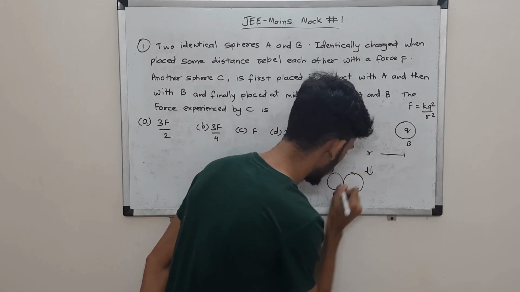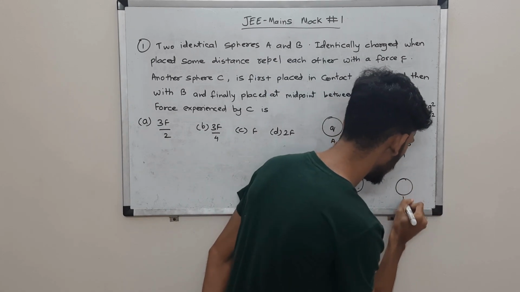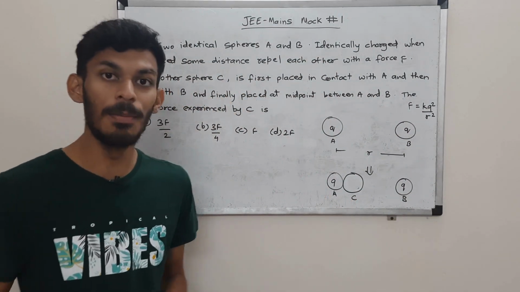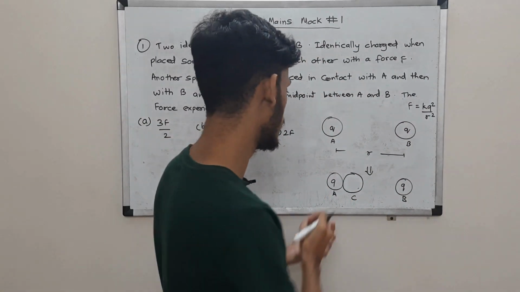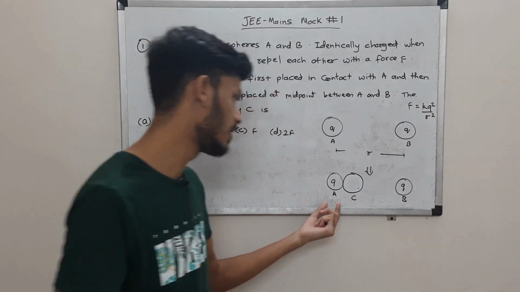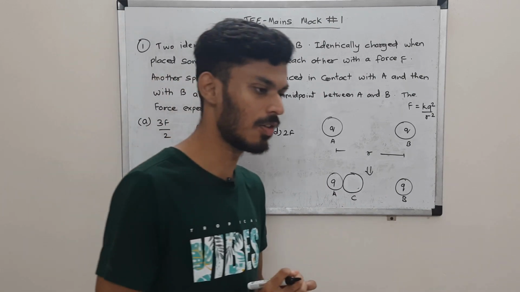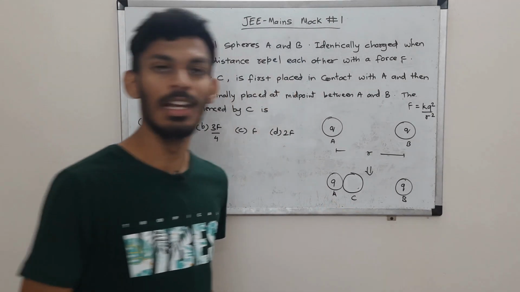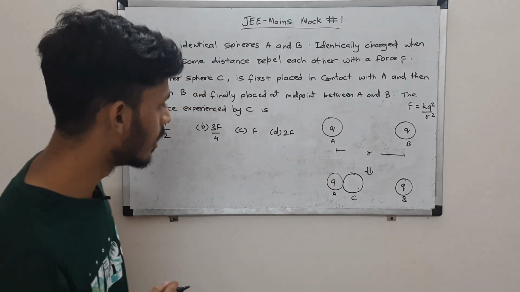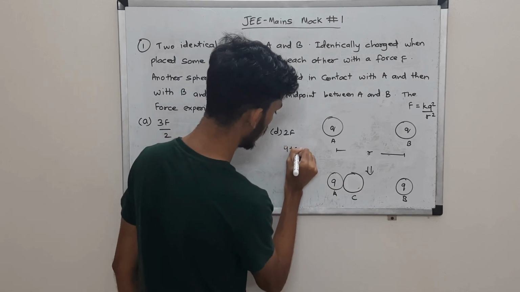Here we have charge q on A, here sphere C, and sphere B is untouched, so its charge will remain the same. Here there will be some exchange of charge, because the potential is not the same. Sphere C is uncharged, sphere A is charged, so there will be an exchange of charge so that A and C attain the same potential. Basically the charge will be the average of the two: q plus 0 by 2.